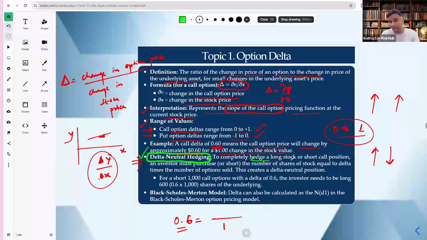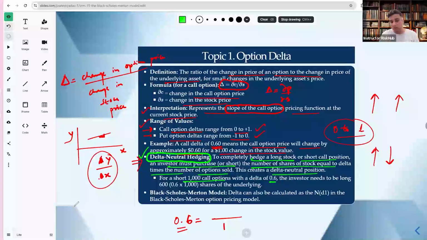To completely hedge a long stock or a short call option, the investor must purchase or short the number of shares of stock equal to delta times the number of options sold. This is called delta neutral. Delta neutral means you're making delta neutral, right? Now, for a short 1,000 call option, your position is you have sold 1,000 call options and the delta of one call option is 0.6.